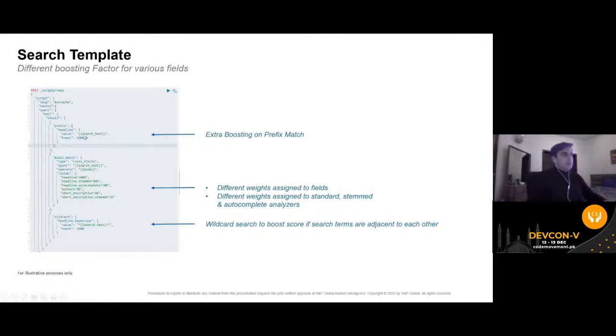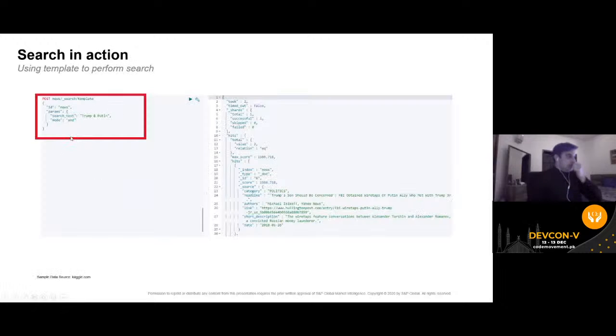So that's how you can tweak your search template. And once you have created the search template, you can simply pass it the parameters. For example, here I'm performing the search using the template we defined in the previous slide. I'm just referring to the ID of the template and passing it the parameters: what is my search text and what is the mode?